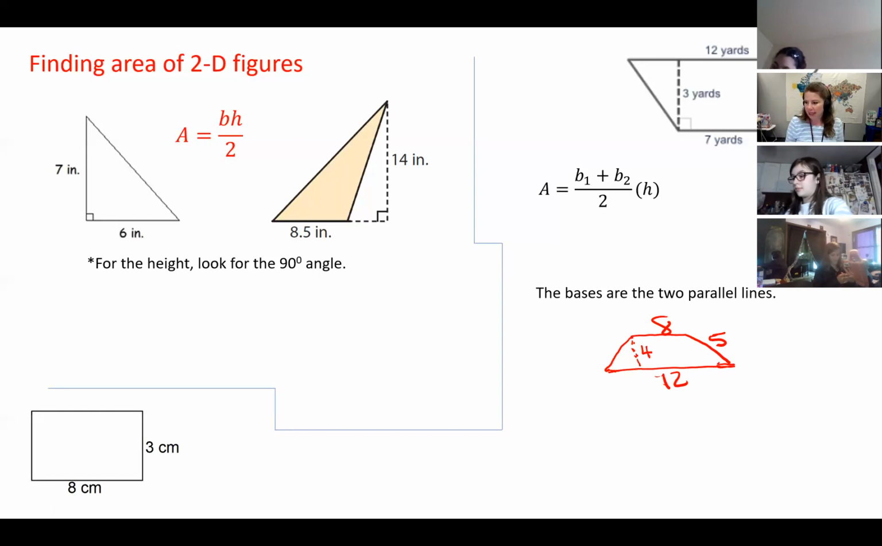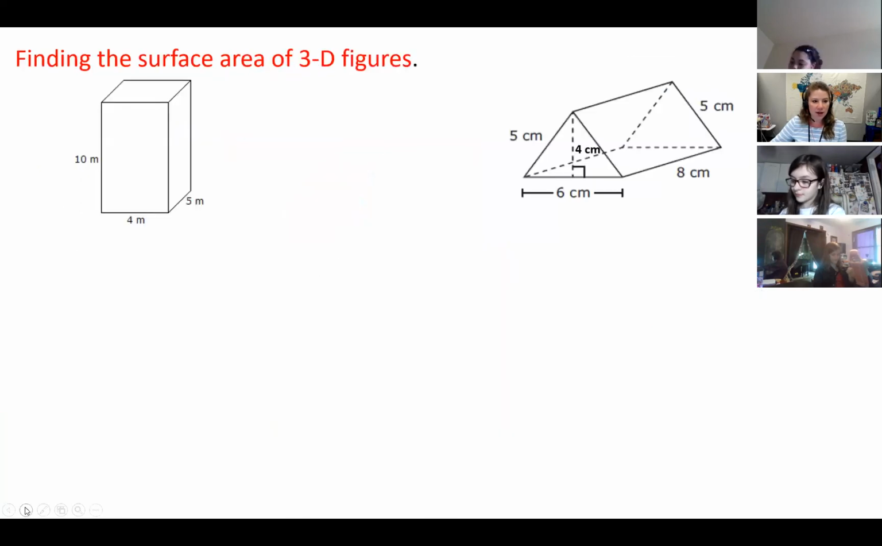So our bases are 12 and 8, right? So half of our base is 10. And then we know our height is 4 because 4 makes this 90-degree angle with one of the bases. Okay? Excellent, ladies. All right, we're moving on to three-dimensional figures now.